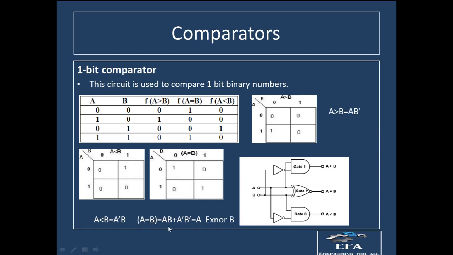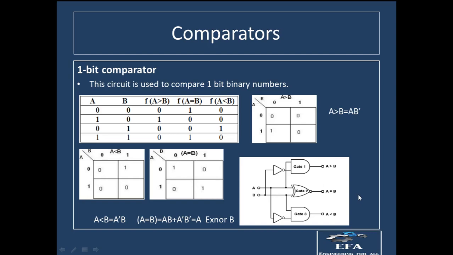So we have to make three different circuits, and we have to give the same inputs, that is A and B, to all of them. This is the circuit we have drawn. This one is for A greater than B, this one is for A equal to B, and this is for A less than B. So this is how you can make the 1-bit comparator.